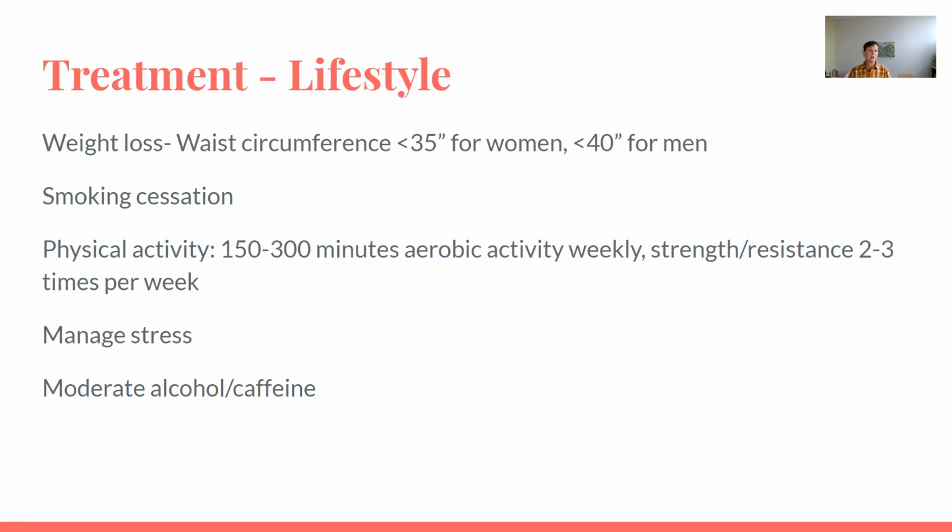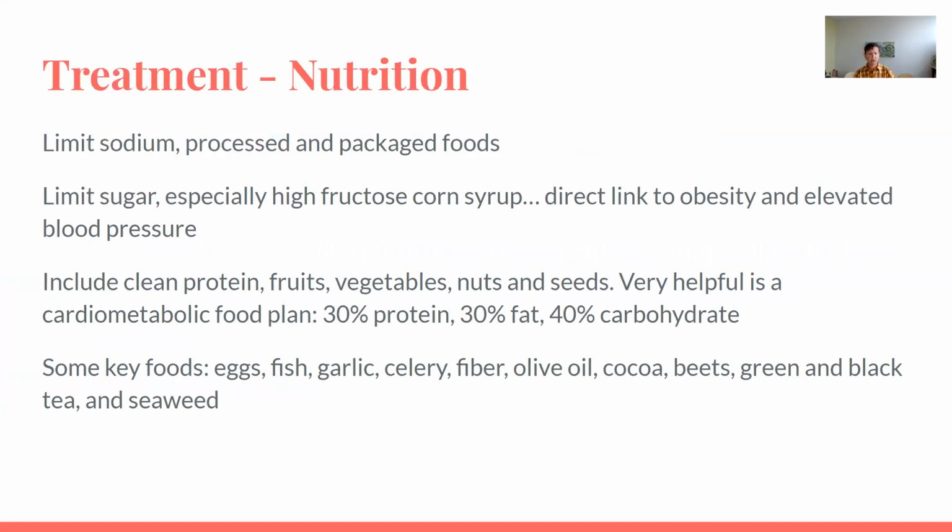So in terms of lifestyle, certainly weight loss. If somebody's carrying extra weight, the idea is to get under a BMI of 25, waist circumference under 35 inches for women, under 40 inches for men. If you're smoking, stopping smoking will definitely help. Physical activity, we've talked about this, 150 to 300 minutes of aerobic activity weekly, strength and resistance 2 to 3 times a week. We all need to manage stress and moderate alcohol and caffeine because those will drive up your blood pressure. In terms of nutrition, really limiting sodium, processed and packaged foods, I think that is self-explanatory.